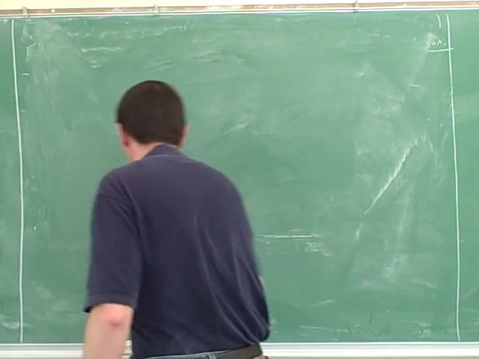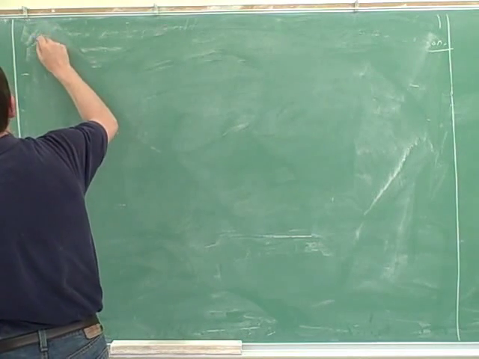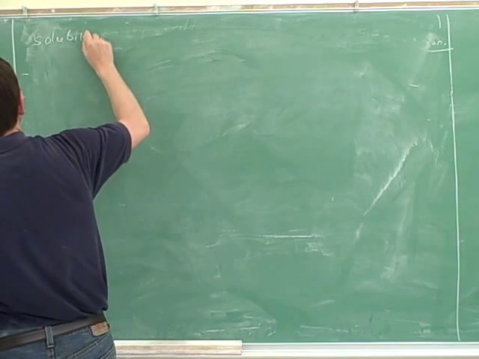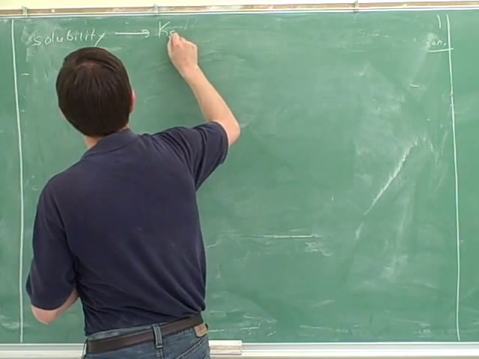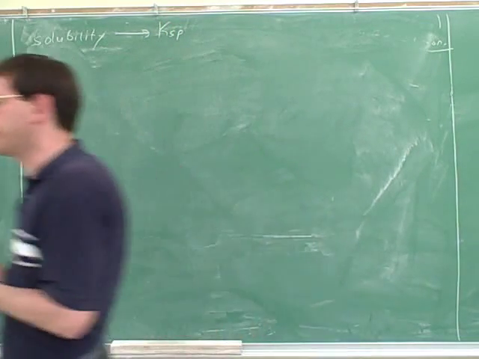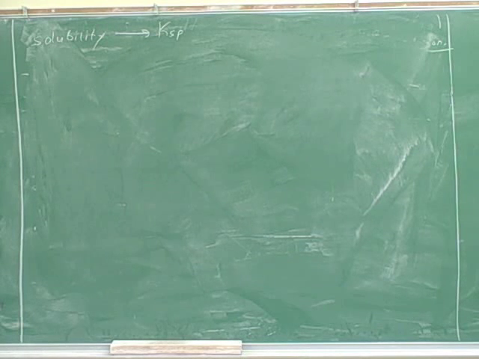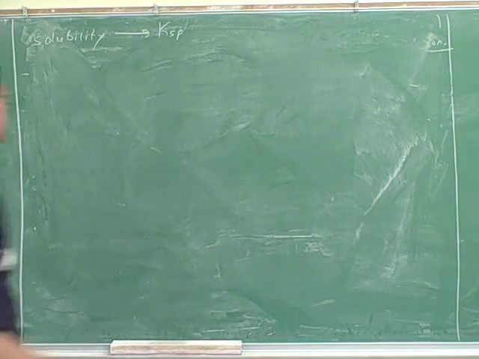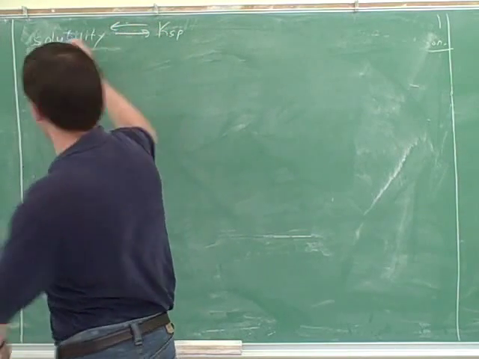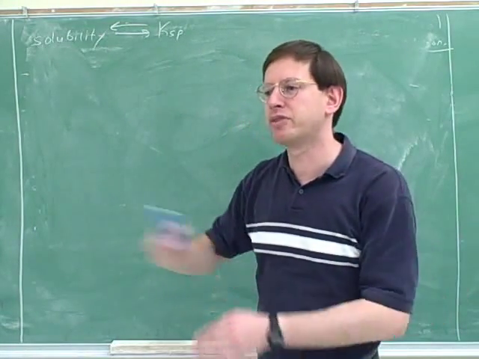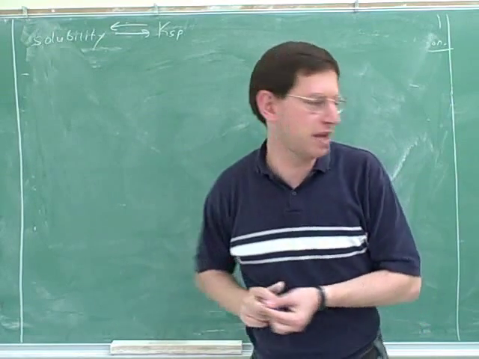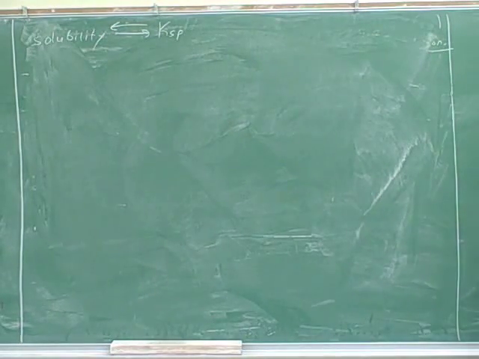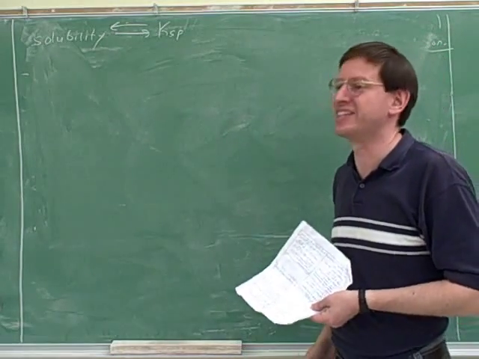Some problems will tell you the solubility, and then they will ask you to figure out the KSP from that. That's a very common type of problem. The second type of problem tells you the KSP and asks you to figure out the solubility. So we have to be able to go in either direction. If we're given the solubility, we should be able to find the KSP. And if we're given the KSP, we should be able to find the solubility. These are the two main types of problems you can expect to see on the test.